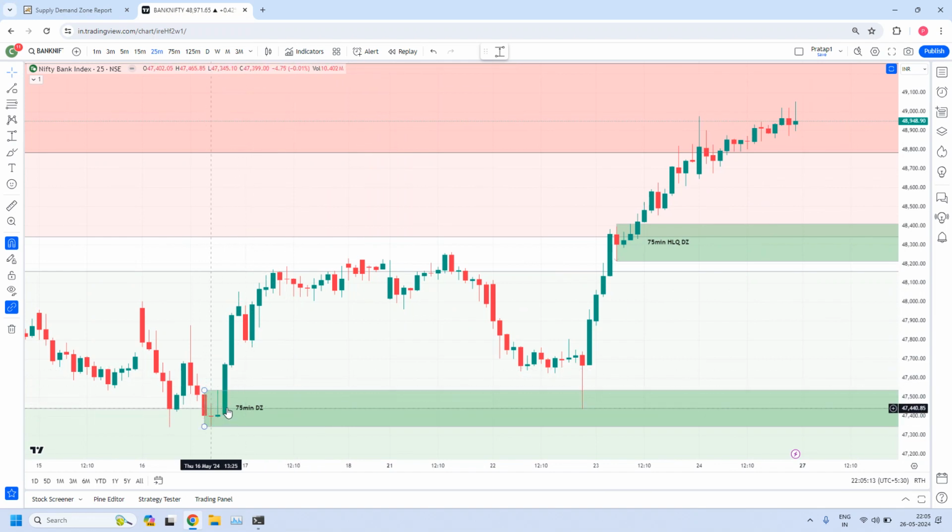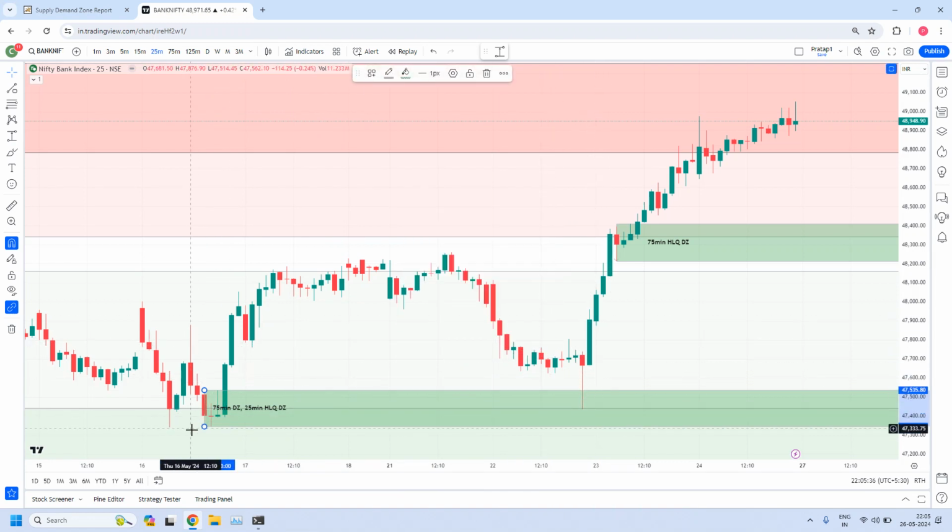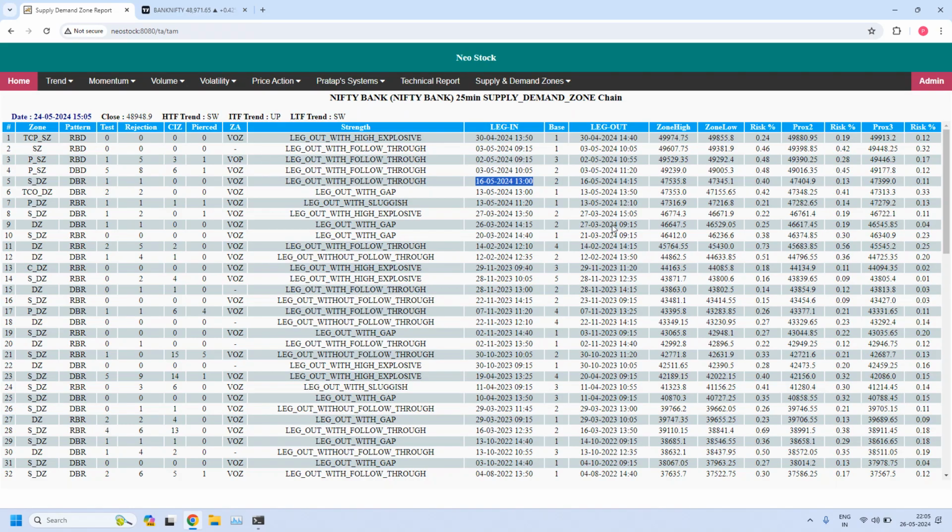The same 75 minutes demand zone is also a 25 minutes high liquidity demand zone. All these are the reasons behind the success of this particular trade. This is not only a 75 minutes demand zone, it is also a 25 minutes high liquidity demand zone. 16th May, 13 hours. And here we have a high liquidity supply zone available.